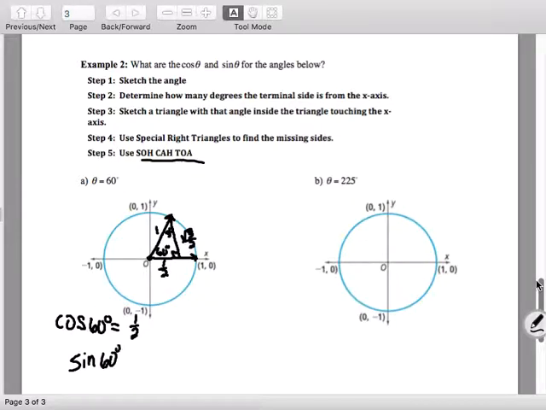The sine of 60, SOHCAHTOA, opposite over hypotenuse. Now, since it's always over 1, you know it's going to be like opposite or adjacent, right? If it's always over 1, then that's going to be radical 3 over 2.